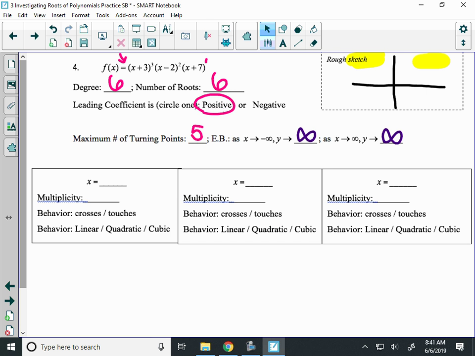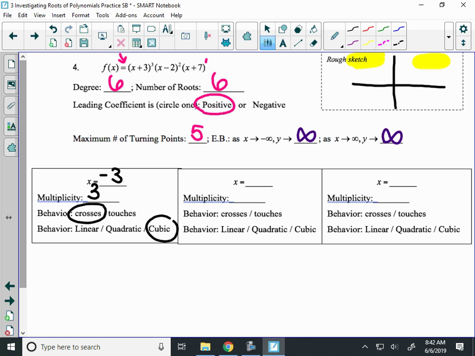Now let's talk about the roots. At (x + 3) cubed, the root is the opposite of what's in the parentheses, which is negative 3. The multiplicity there is the exponent of 3. 3 is odd, so your graph's going to cross through. And think about this, a polynomial of degree 3 is called cubic. So my graph's going to look cubic at the root of negative 3.